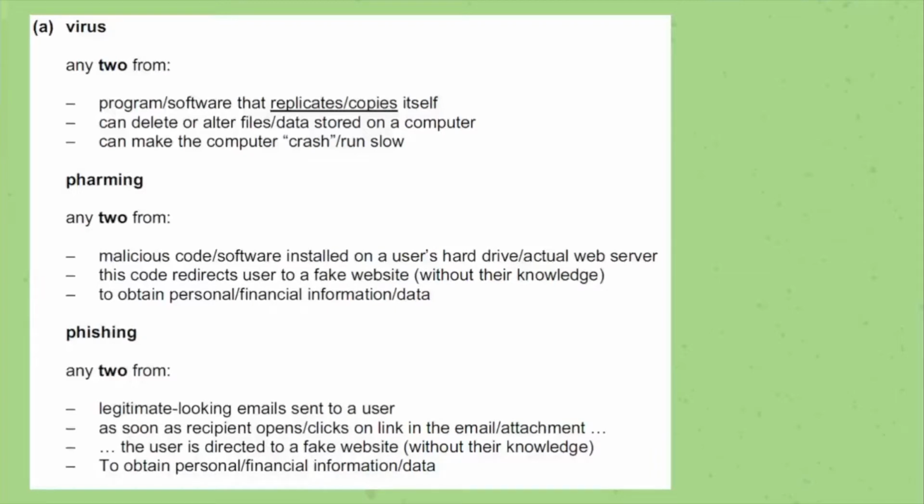So pharming means a malicious code installed on the user's hard drive which redirects the user to a bogus website, and it steals your identity and bank details. Moving on to phishing. It is the same as pharming, but in phishing, a legitimate looking email is sent. As soon as the user opens it, he is sent to a website to steal the data. All of this happens without their knowledge. They wouldn't even know if this is happening or not. So make sure you're careful while opening mails.